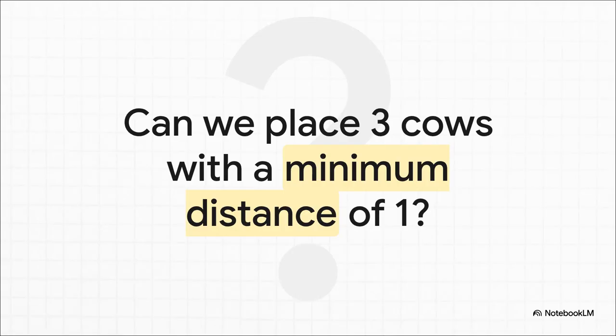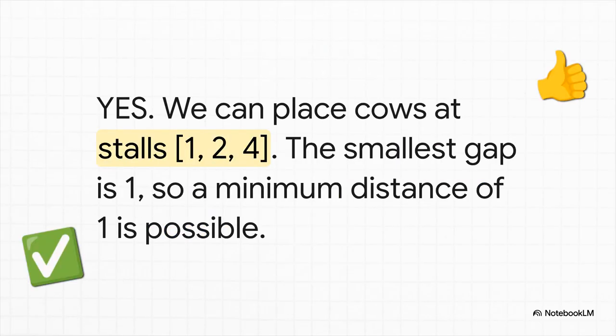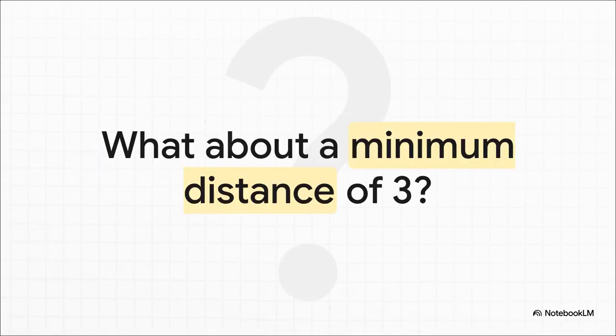Let's start with the absolute easiest check. Can we place our 3 cows so they're all at least 1 unit apart? Yeah, of course we can. We could stick them at stalls 1, 2, and 4. The gap between 1 and 2 is 1, which is our minimum. So, yep, a distance of 1 is totally possible. Check. Okay, but our goal is to maximize that minimum distance, so an answer of 1 is pretty weak.